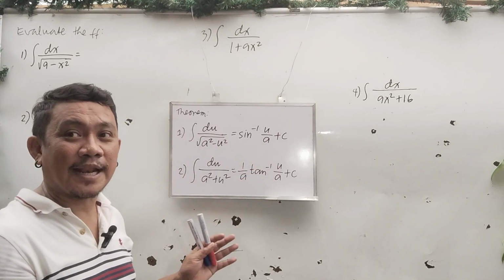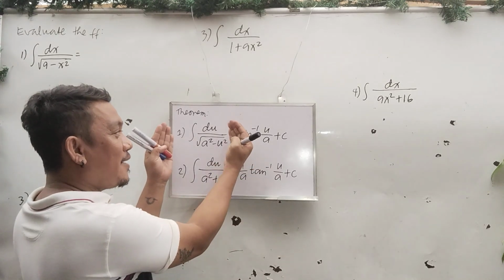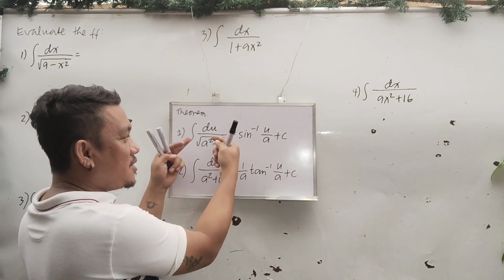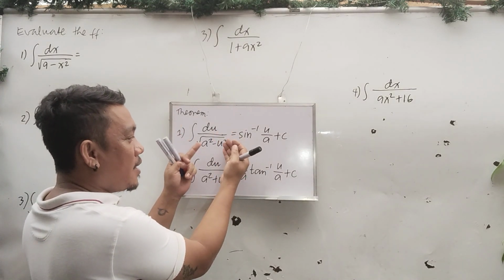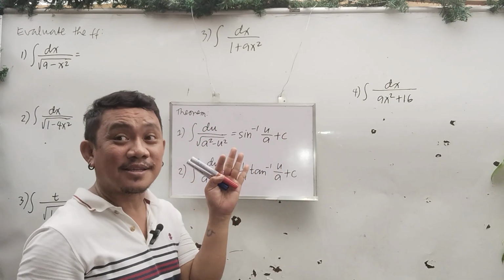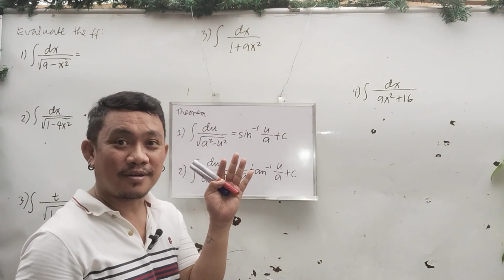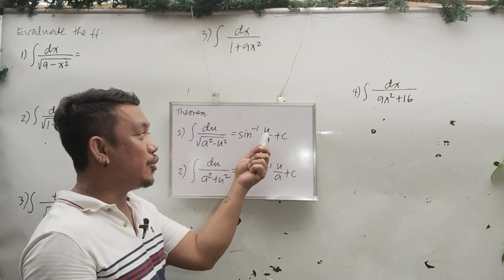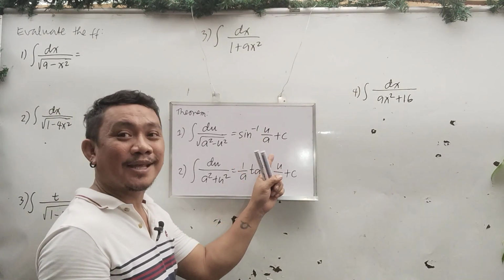What does this mean, class? If you see an integral on the left side where the denominator is the square root of the difference of the squares of a and u, the answer is sine inverse. All we need to do is identify our u and a so we can substitute them here.